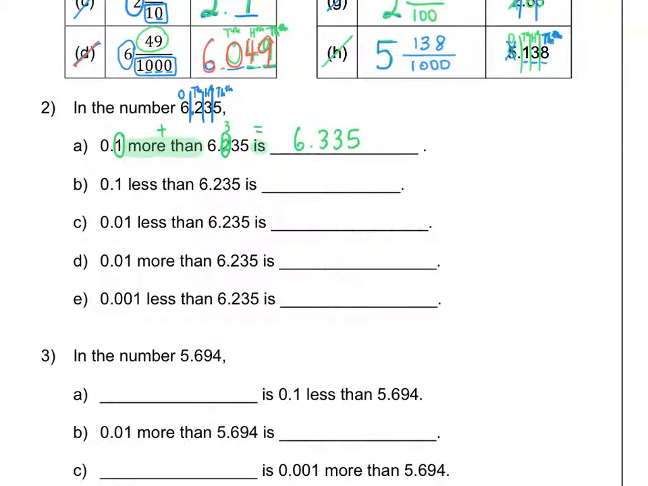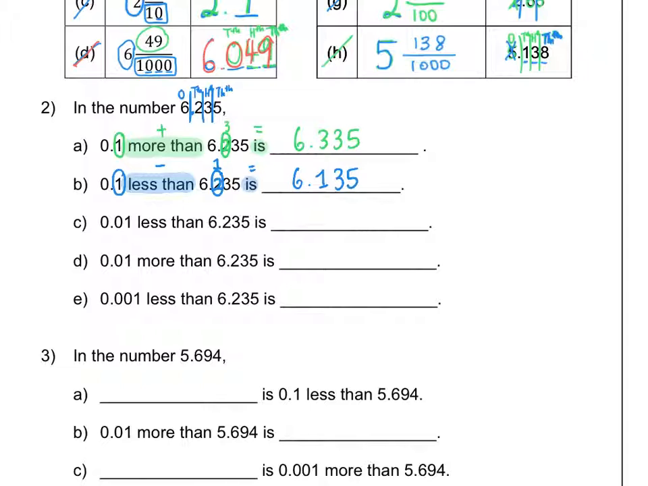Let's go on to part B. 0.1 less than 6.235 is what? So if you have less than, it means minus, is means equal. So same thing, 0.1, the digit 1 is in the tenths place. So from number 2, you minus by 1, it becomes a number 1. Your answer should be 6.135. This is the answer for part B.